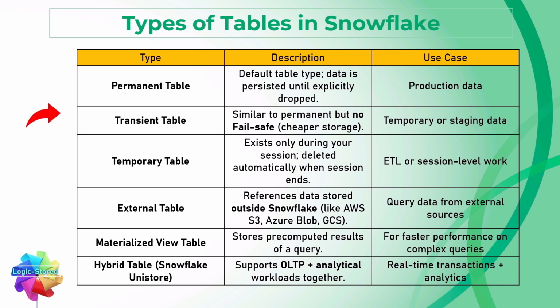Next, transient table. This one is similar to permanent but doesn't have fail-safe. Once deleted, data cannot be recovered. But the benefit is it comes with lower storage cost, perfect for staging or intermediate data processing.